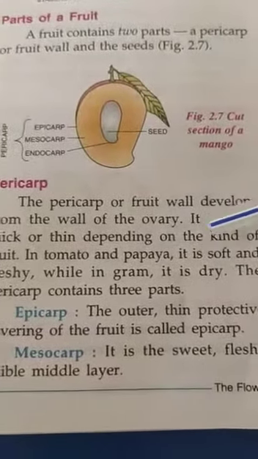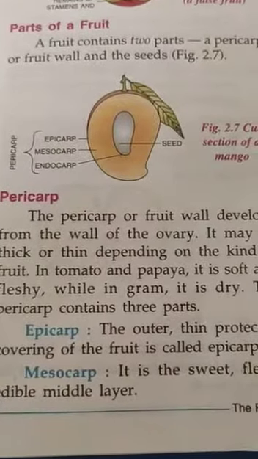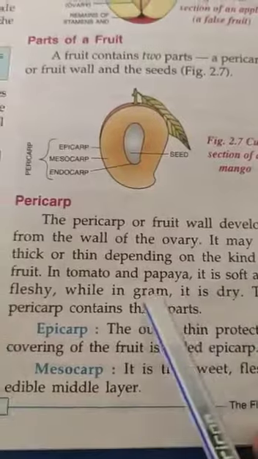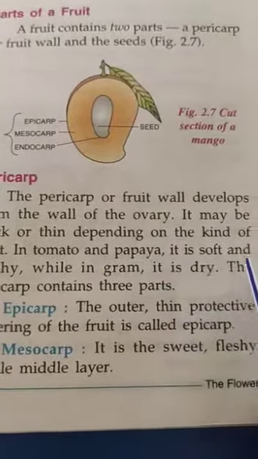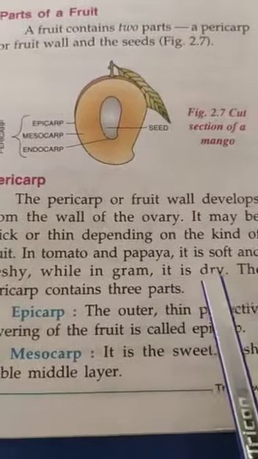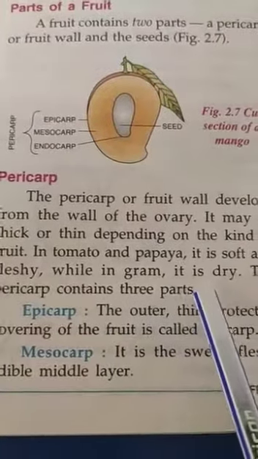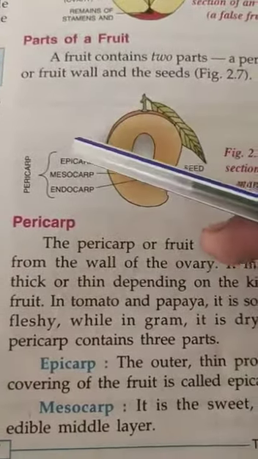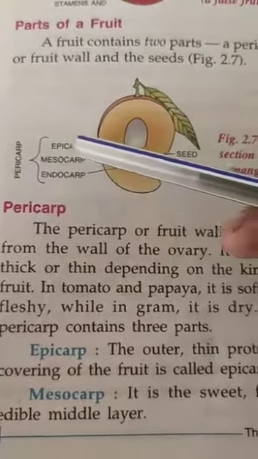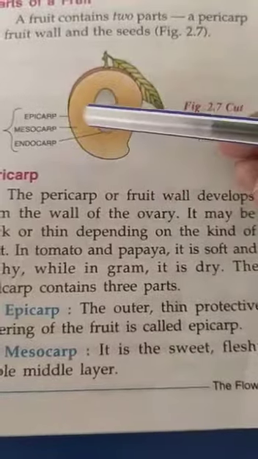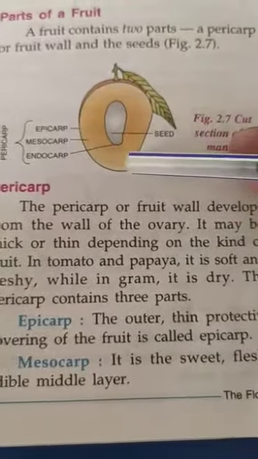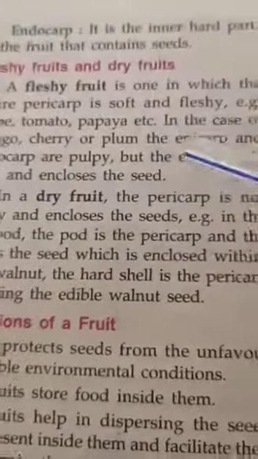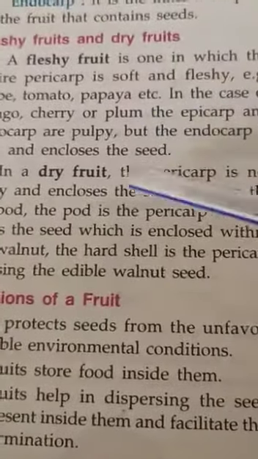Pericarp is the fruit wall developed from the ovary wall, and it may be thick or thin depending on the kind of fruit. In tomato and papaya, it is soft and fleshy, while in gram it is dry. The pericarp contains three parts: epicarp, mesocarp and endocarp. So the total layer of the fruit is known as pericarp. It is covered by three layers. The outermost layer is known as epicarp, the middle fleshy part is known as mesocarp, and the innermost part is known as endocarp.